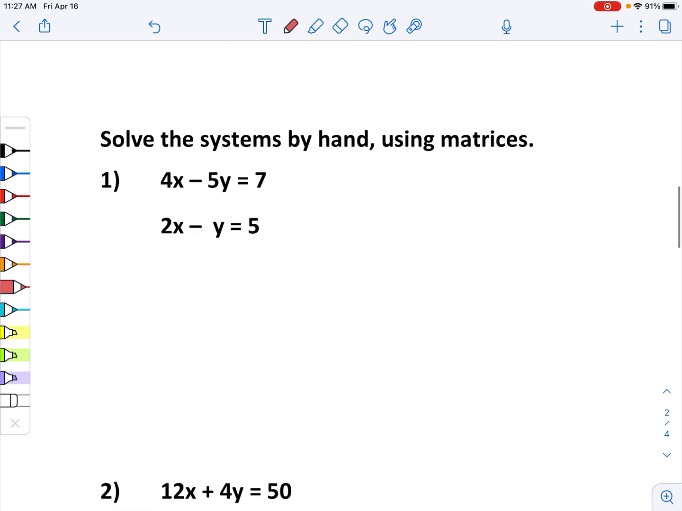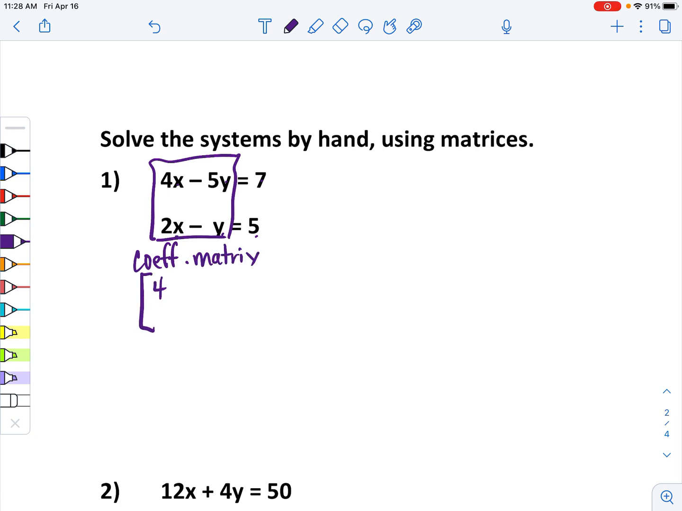So the best way to do this is just to start with an example. First, make sure that both of these equations are in standard form and that all the columns line up. Like I've got x over x, y over y, and a constant over a constant. Make sure everything's in the same location. And our coefficient matrix is dealing with everything that's in front of a variable. So my coefficient matrix is 4, 2, -5, -1.